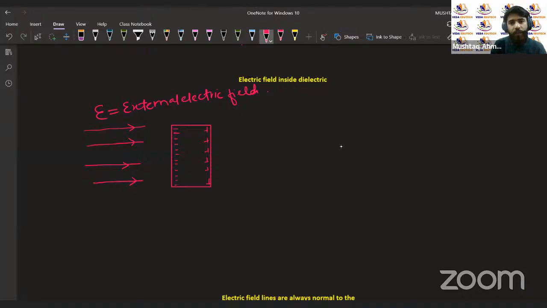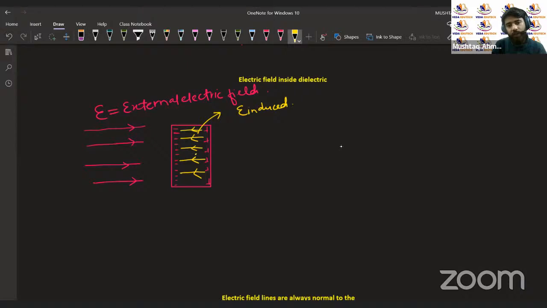Because of the induced charge on this dielectric, there will be an internal electric field. We call this electric field the induced electric field, and it is induced because of the presence of this external electric field, right? Let me call this E induced. This is the E induced and this is the E external.